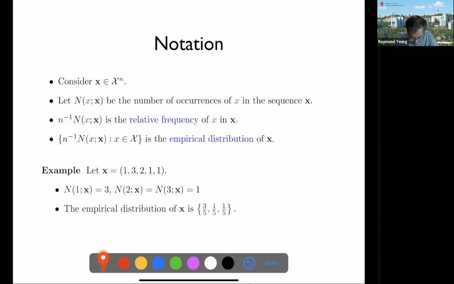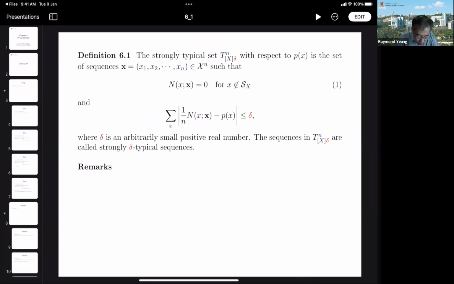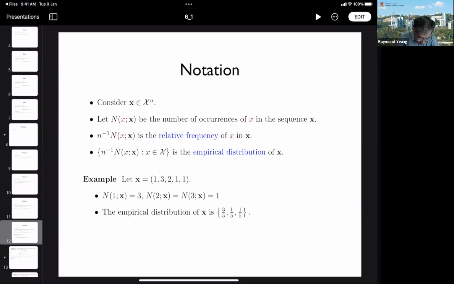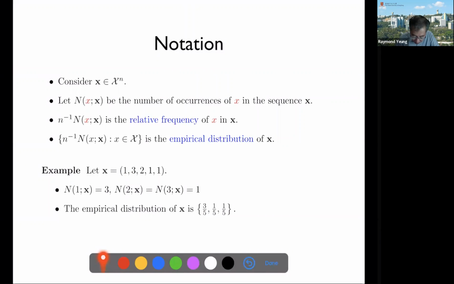For example, for the sequence 1, 3, 2, 1, 1, the number of occurrences of 1 is equal to 3, because there are three occurrences of 1. The number of occurrences of 2 is equal to 1, because there is one occurrence of 2. And the number of occurrences of 3 is again equal to 1. If you divide these by 5, which is the length of the sequence, you get this empirical distribution: 3 over 5, 1 over 5, and 1 over 5.